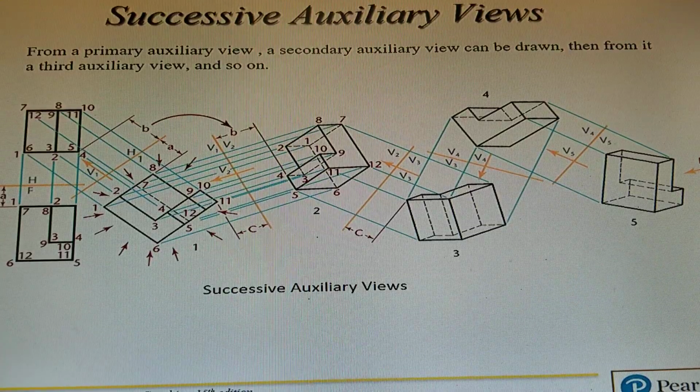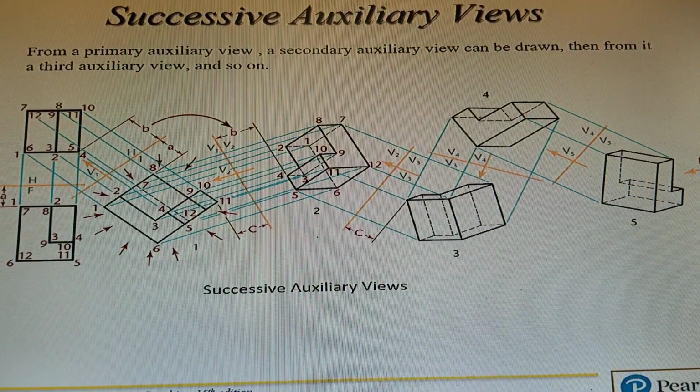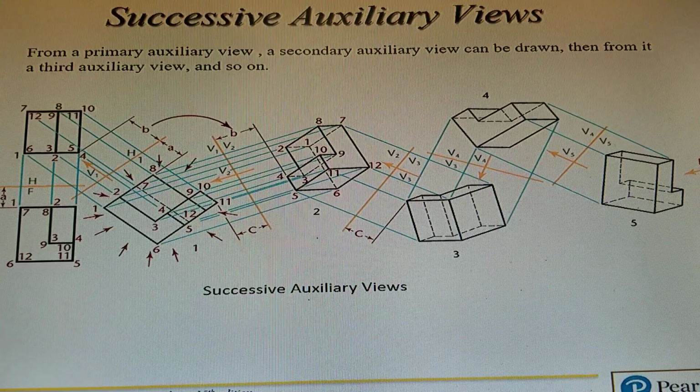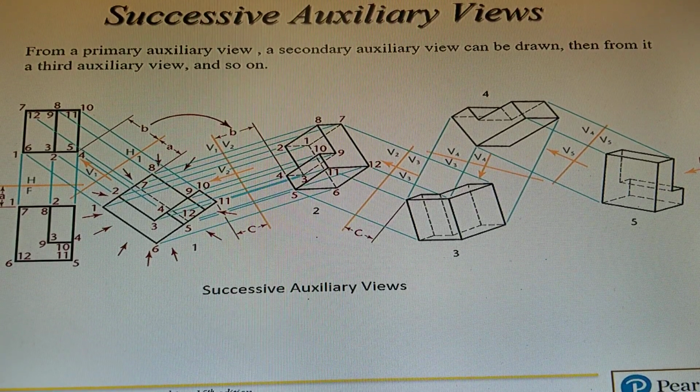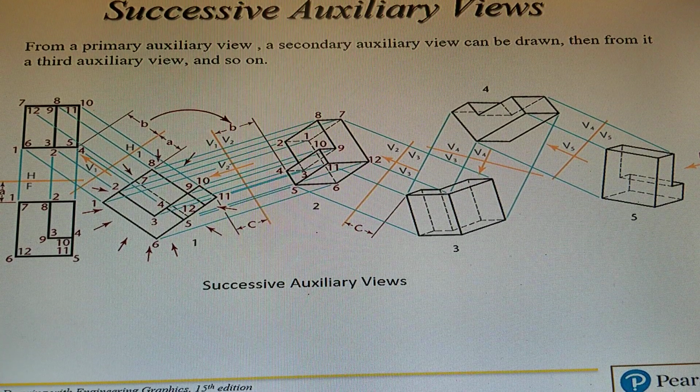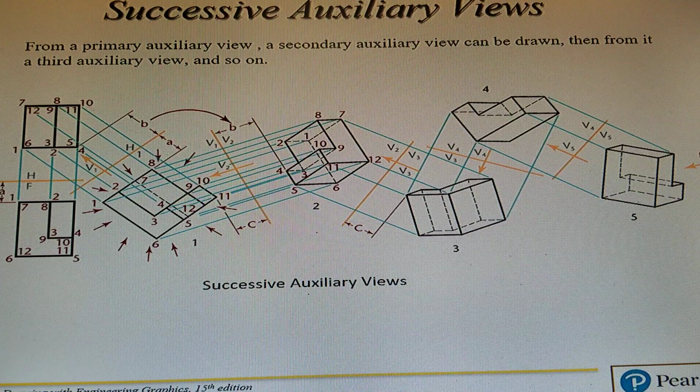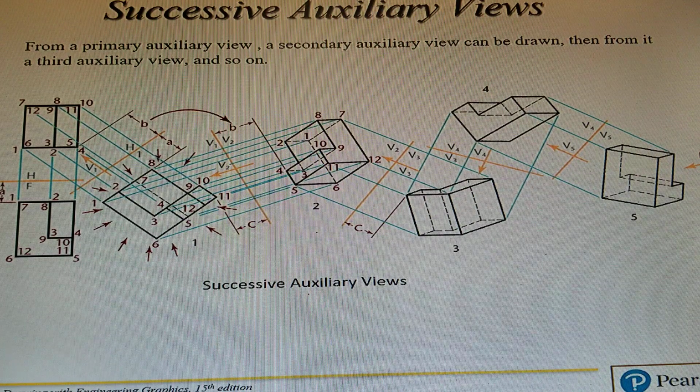Successive auxiliary views. From a primary auxiliary view, you start there. You have a front view and a top view on the left-hand side. You project down to your first auxiliary view there on the right, and you can keep projecting as many times as you want, I guess, for what's called successive auxiliary views. Sometimes you may have to draw successive auxiliary views to get the right shape that you want.